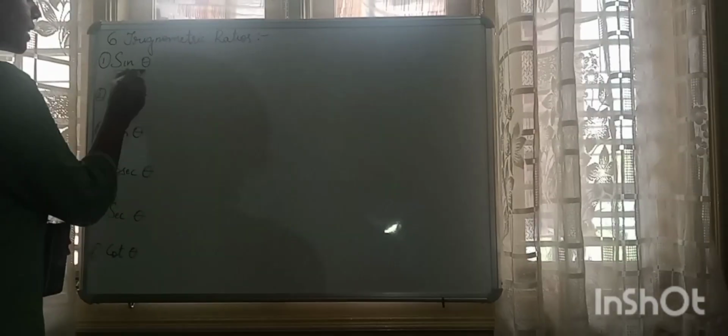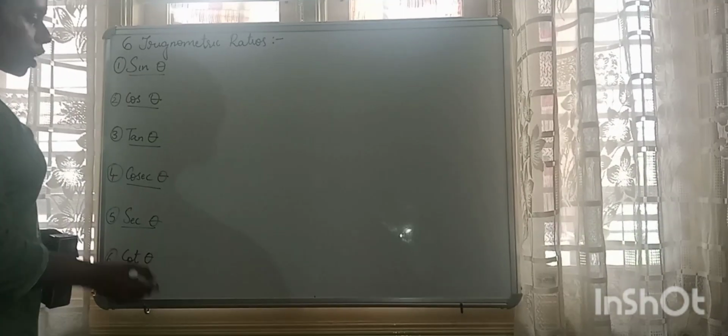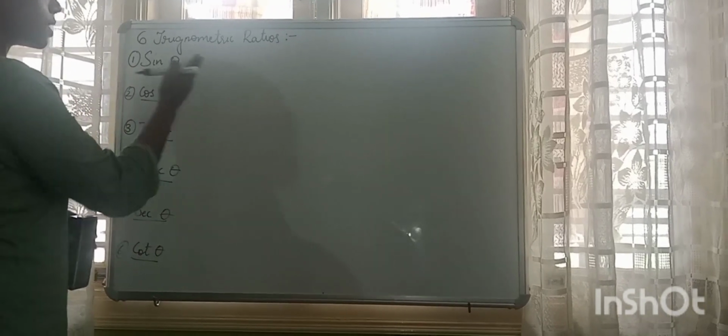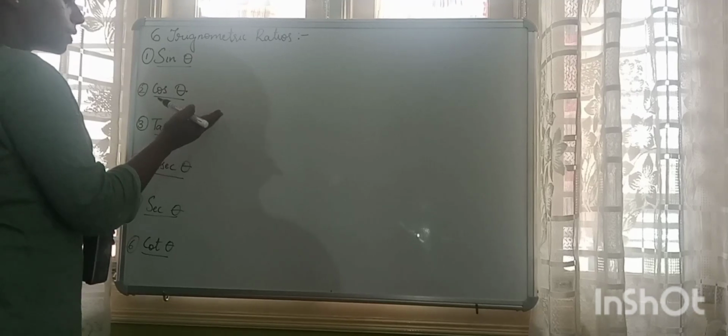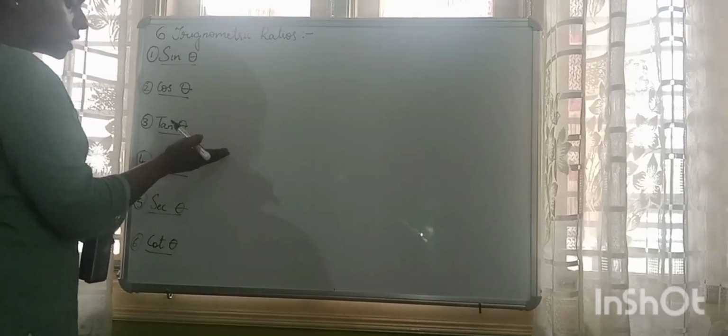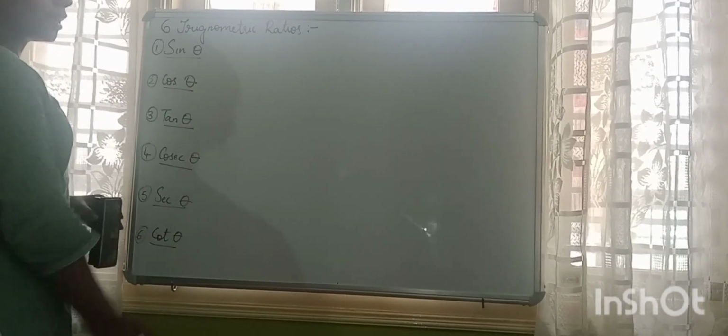I have told you about the 6 trigonometric ratios: sin theta, cos theta, tan theta, cosecant theta, secant theta and cot theta, and also their ratios. Sin theta is opposite by hypotenuse, cos theta is adjacent by hypotenuse, tan theta is opposite by adjacent. Similarly, all the 6 trigonometric ratios.